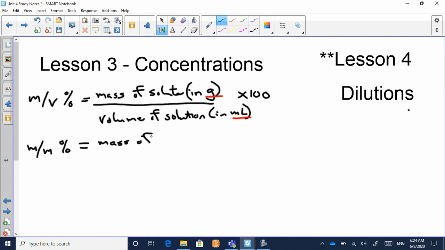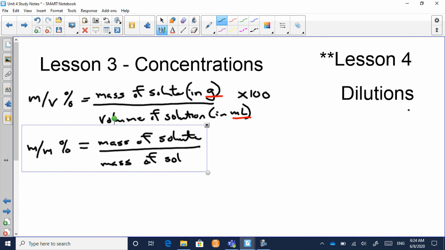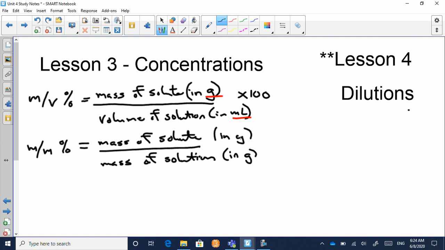Okay, the second one we did was a mass percent, and for that one, we did a mass of solute divided by the mass of solution. Okay, this one was in grams, and this one was in grams. So just be aware of that. And then you do times 100 because it's a percent.